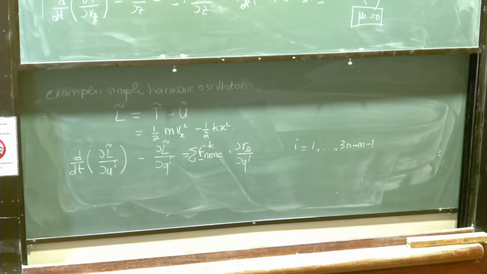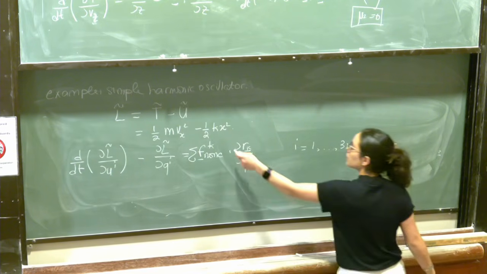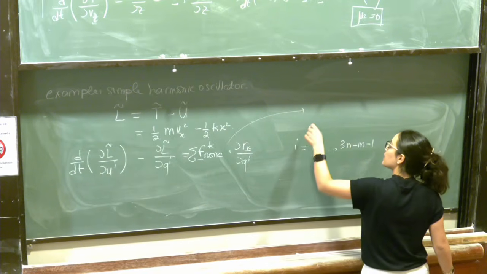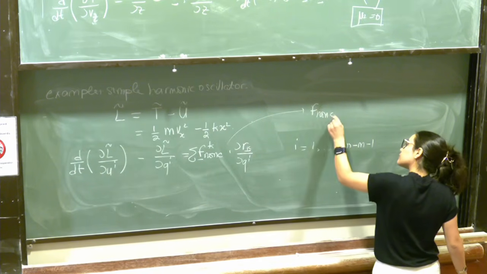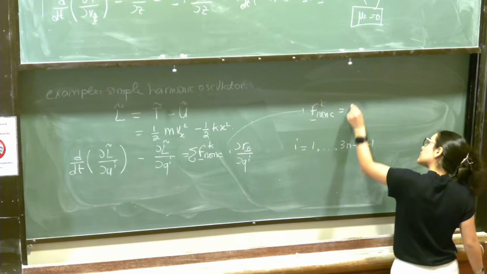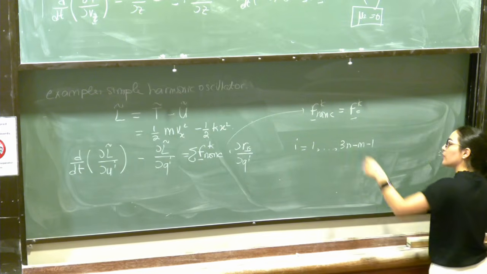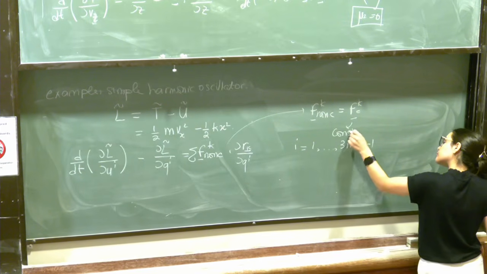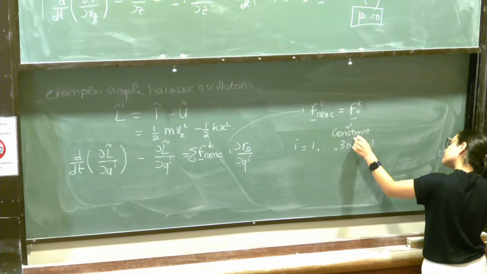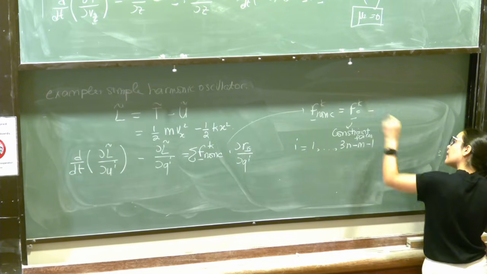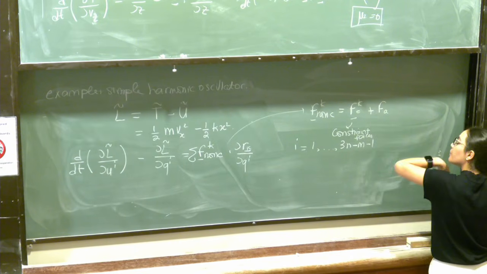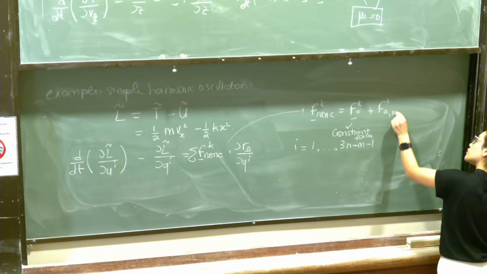One more simplification I can make to this equation is it's going to be uncoupled from the constrained forces. So in general, the non-conservative forces would be the constrained forces and the applied non-conservative forces.